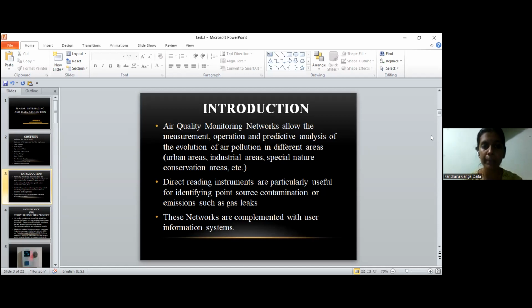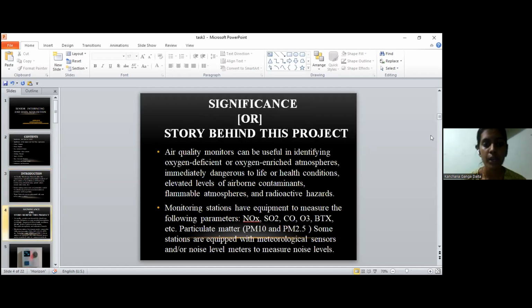For example, it may be good, fair, bad, like that. We can directly have a look at that. Also, there are so many networks in the system. Those we'll get to know in the coming slides. So, what is the significance behind this project?